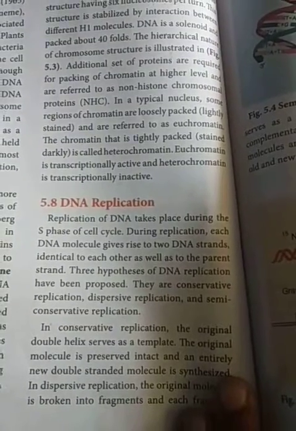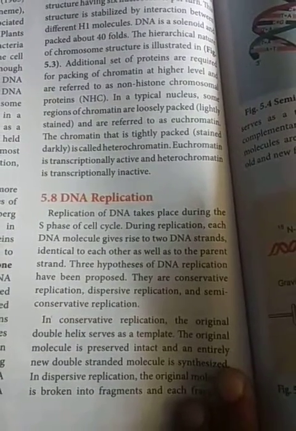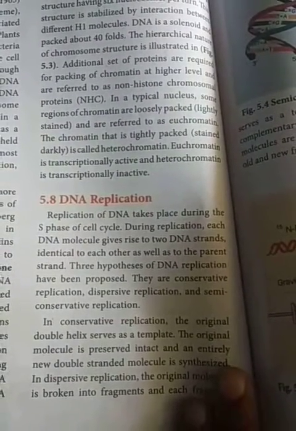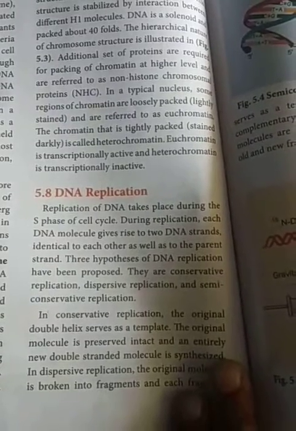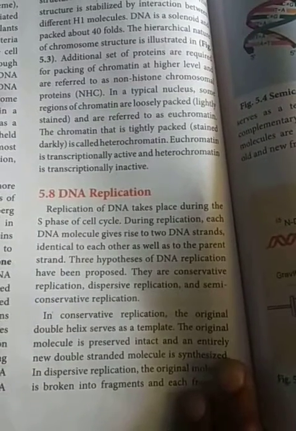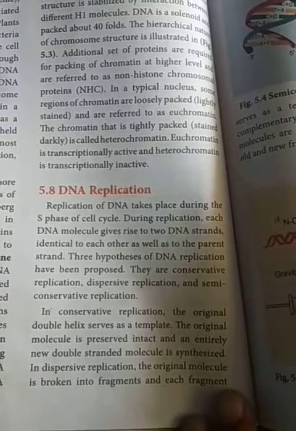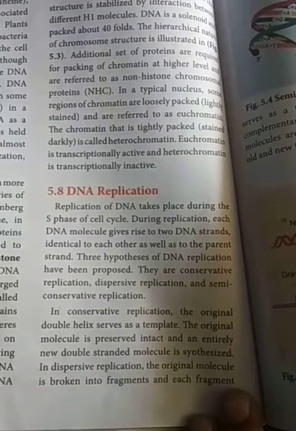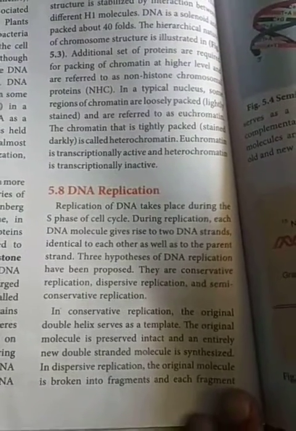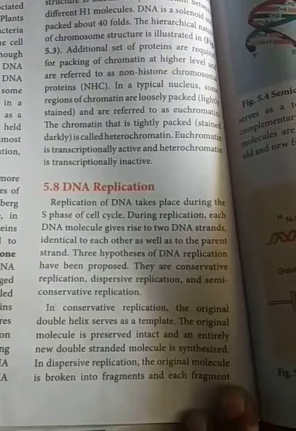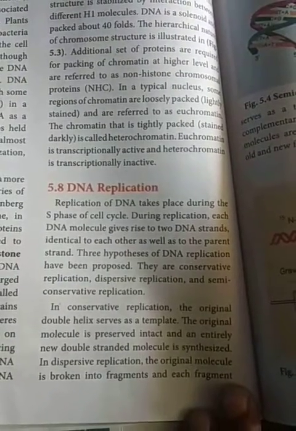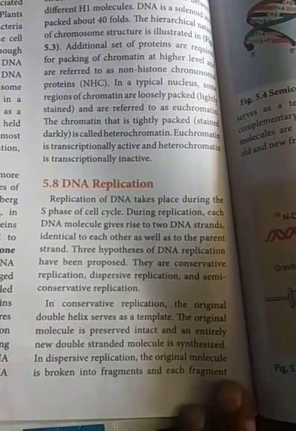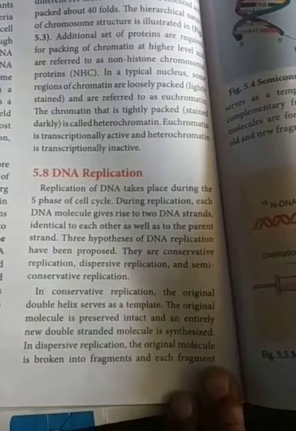Then three hypotheses of DNA replication have been proposed. So they have identified three methods, three ways of DNA replication. One is known as conservative replication, then dispersive replication, and semi-conservative replication. DNA replication involves producing the exact carbon copy of the same molecule of DNA. That is known as DNA replication. It is present in three methods: the conservative method, the dispersive method, and the semi-conservative method. The first one is conservative replication.